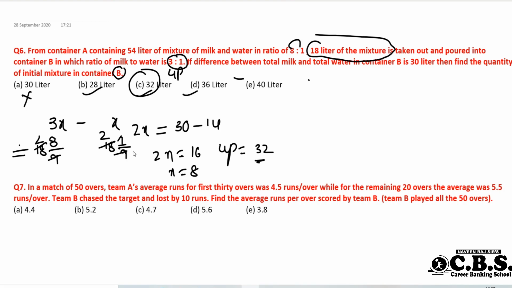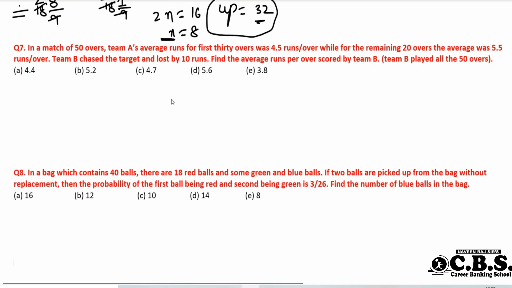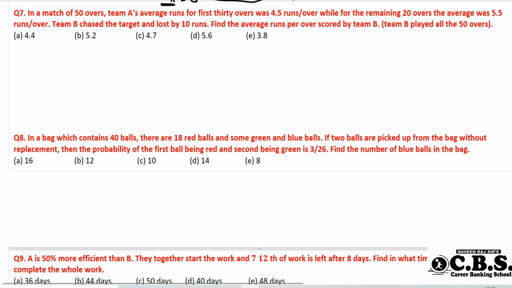Get my point? So what is the milk here? It is 3x. What is the water? It is x. The difference is 3x minus x, which is 2x. So 8 twos are 16, and 16 liters minus 2 liters is 14 liters. Out of 30, 14 liters are already completed. How many liters are left? 16. So 2x is equal to 16, and x is 8. The total contains 4 parts, and 4 eights are 32. Option C is the right answer. If you want, you can answer from the options. Okay, let's get into the next question.